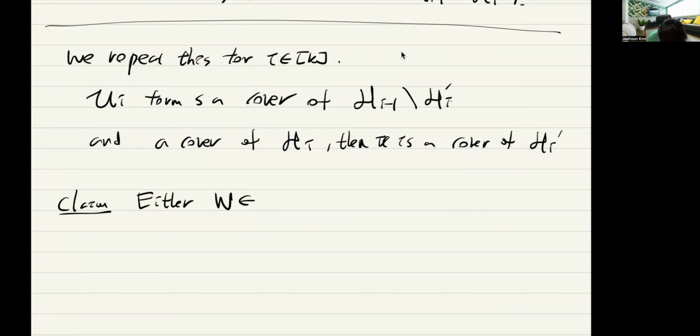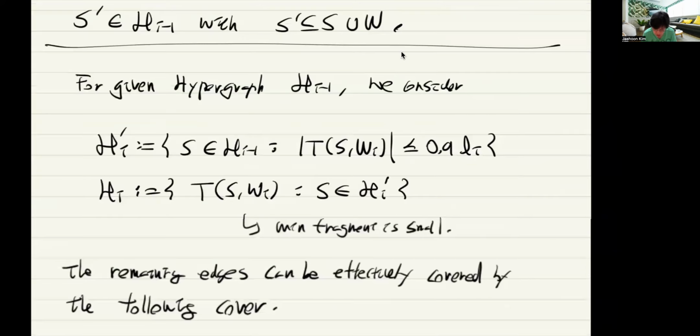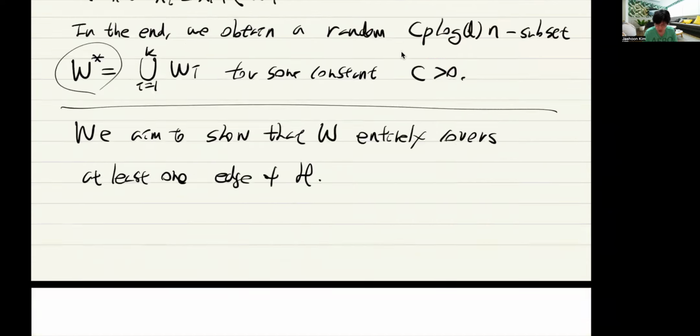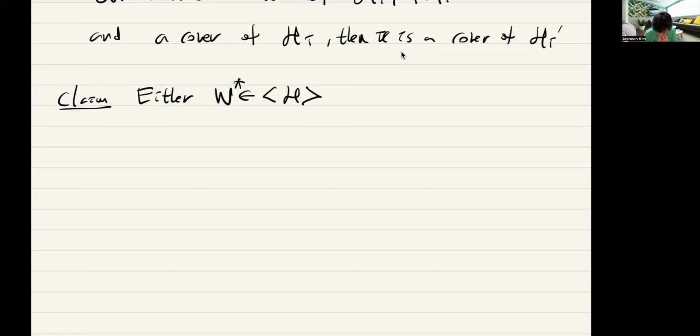Either W contains our W star, and then the set that we choose, we can show that either this one is in here, meaning that it contains an edge of H, or our U, which is the union of U_i from i=1 to k, covers this H. So one of them happens.